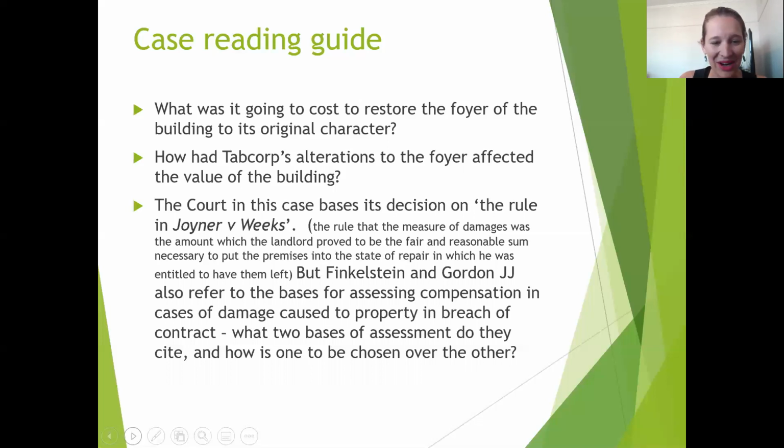Okay, and then going over the page, the crucial thing here in our case, in terms of how one is chosen over the other, came down to whether the reinstatement cost was reasonable and necessary. That was found to be an onus that the defendant had to displace, and they hadn't done so here. So it's not just about the test, it's about who has to show that the standard is reasonable or unreasonable, in the instance of Tabcorp.